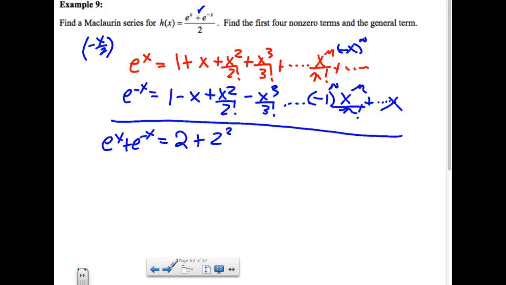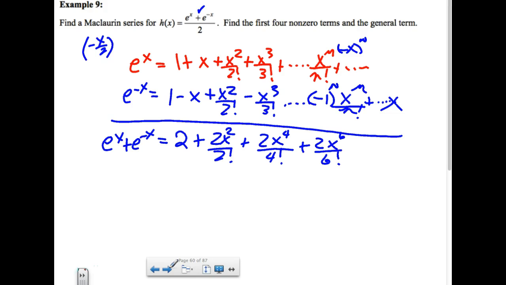So I'm going to get 2x squared over 2 factorial. Then I'd get 2x to the 4th over 4 factorial, because I'm going to be adding those up, right? And then I'm going to get 2x to the 6th over 6 factorial. I'm not going to cancel these. And by the way, get used to not.